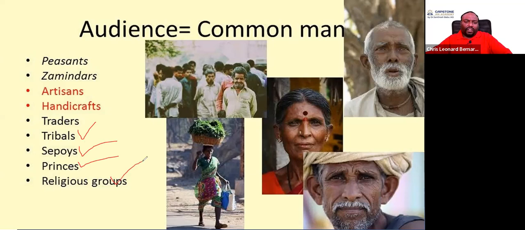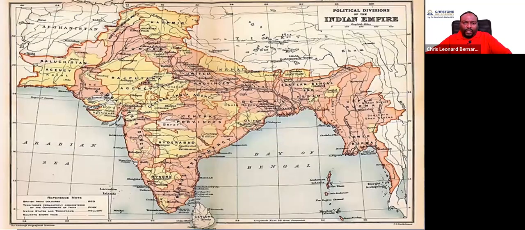The religious groups had their own grievances. So we are going to look at them one by one quickly. This is the political map of India, and you can see that various presidencies were there during this 1857 revolt, and each had a different agenda. Mostly the Madras presidency, Bombay presidency, and some parts of eastern and central India never participated.